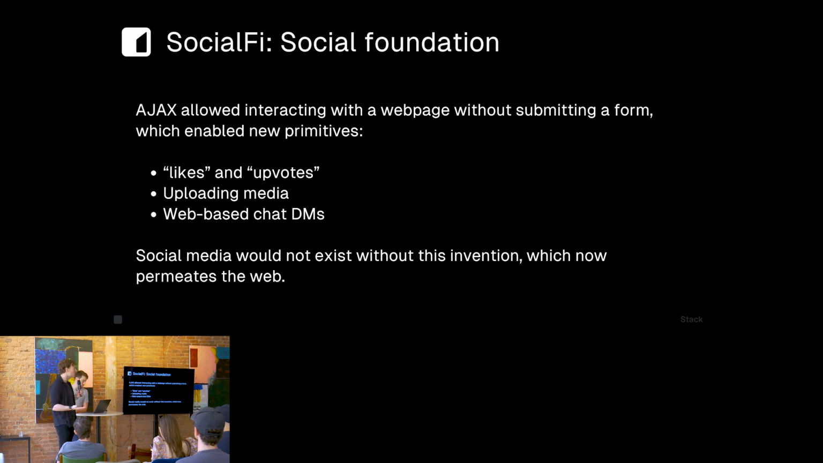And that led to these new primitives being formed, these new gestures for the web. And those gestures were things like likes and upvotes, which were the foundations for apps like Reddit and Facebook and Twitter. You could also upload media, so imagine Facebook without the photos. It'd be pretty boring, but it allowed you to upload rich media. And then it also allowed for web-based chat DMs, things like that. So all of the social features, basically the whole social web landscape was enabled through this technological innovation, which now permeates the web. And that was asynchronous JavaScript.